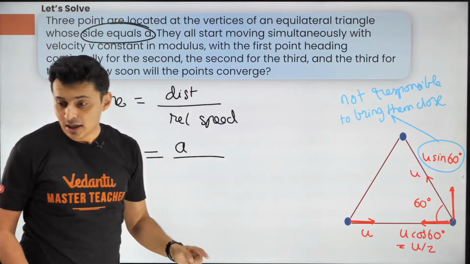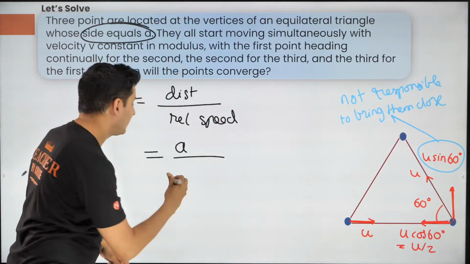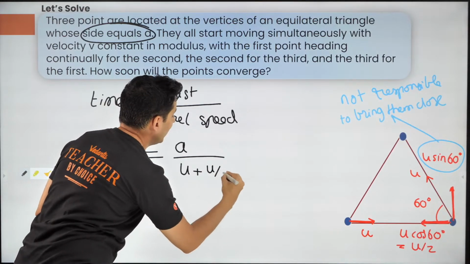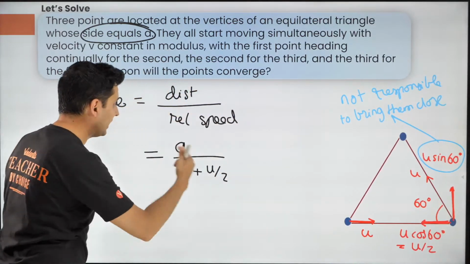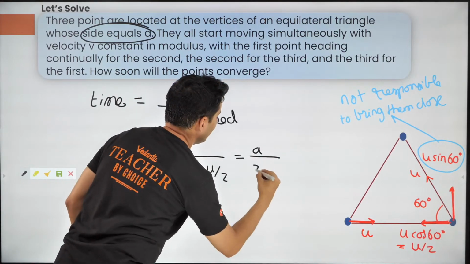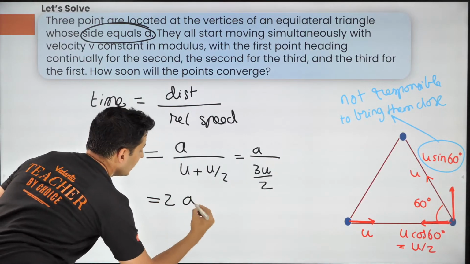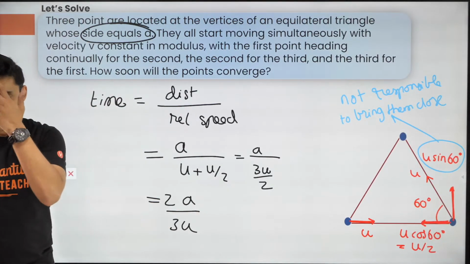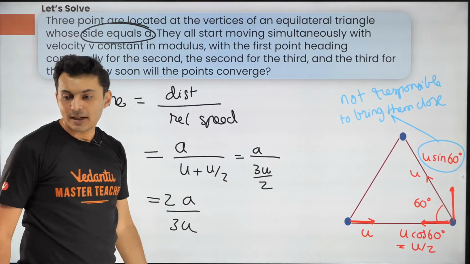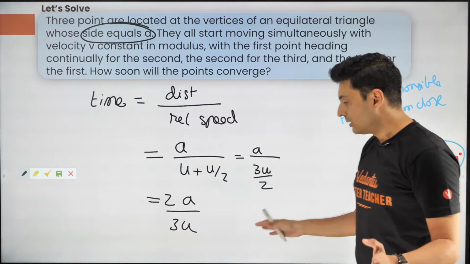U plus U by 2 or U minus U by 2? Very good. It is U plus U by 2 because they're coming like this, right? So it is U plus U by 2. That means it will be A divided by 3U by 2. Take that 2 upstairs. So it will become 2A by 3U. That's the answer. Very good. I hope this is clear. Everybody has understood this?